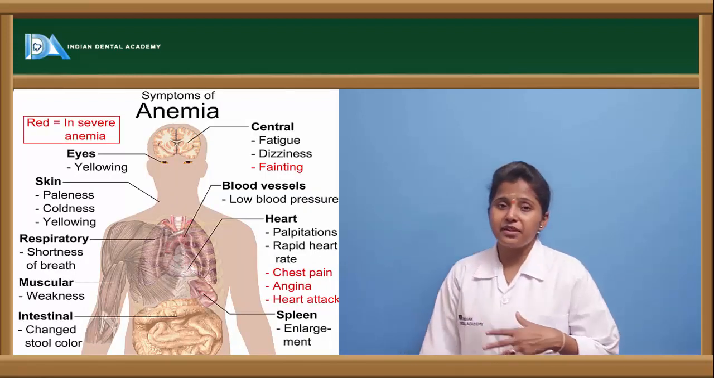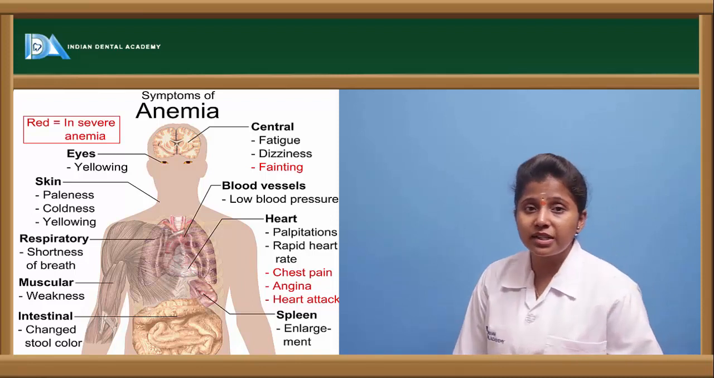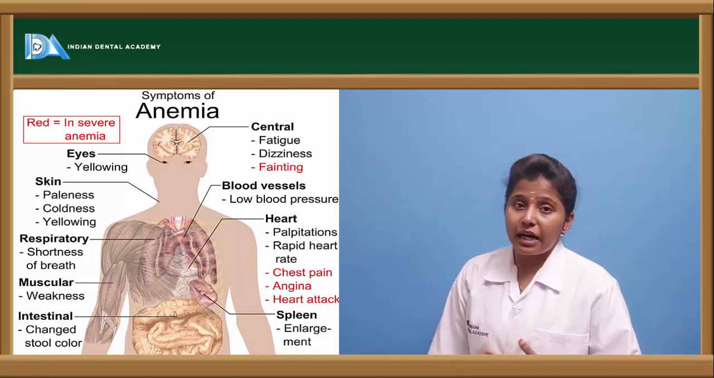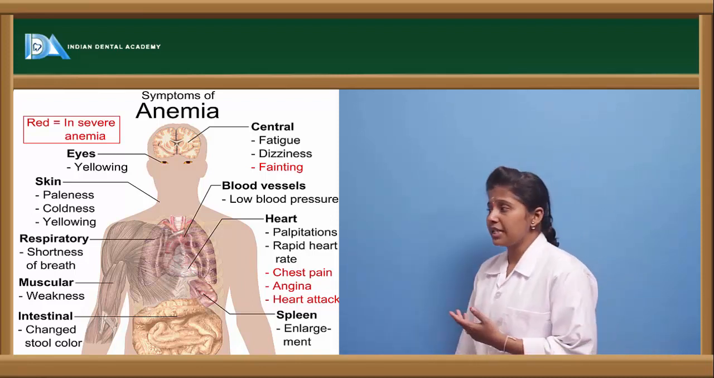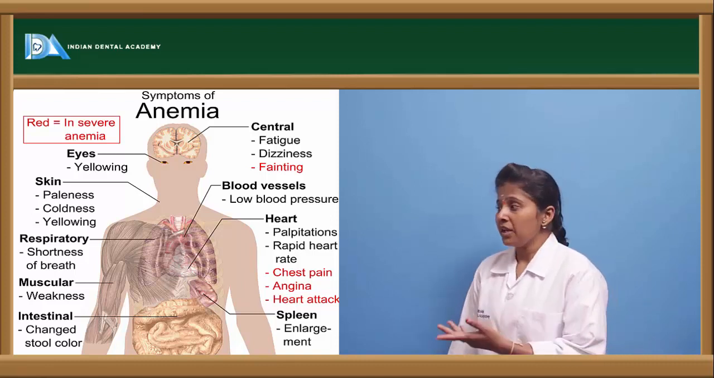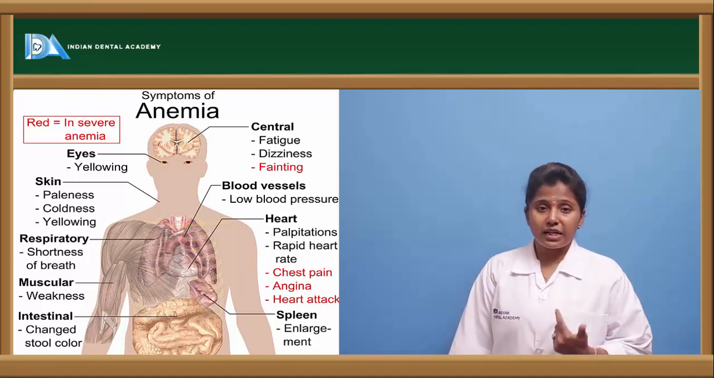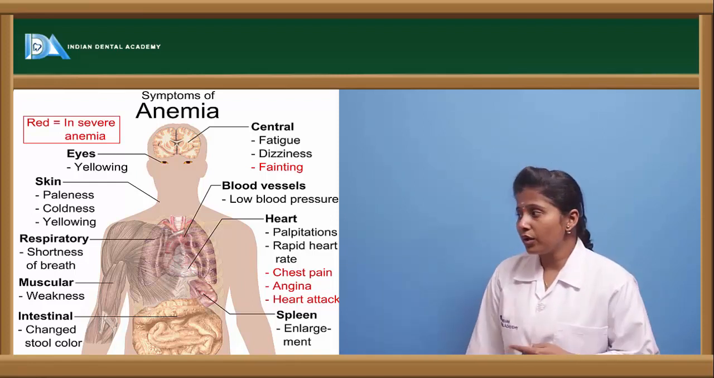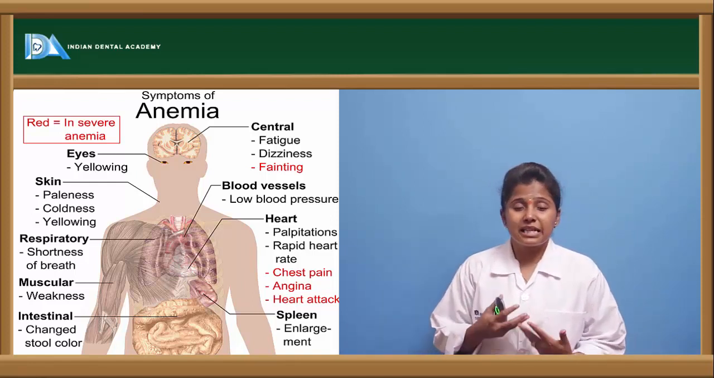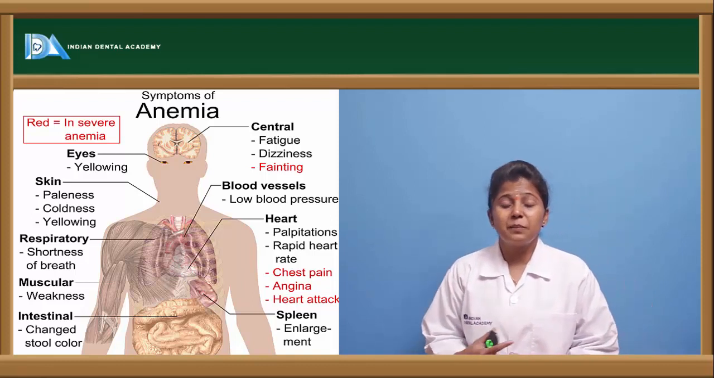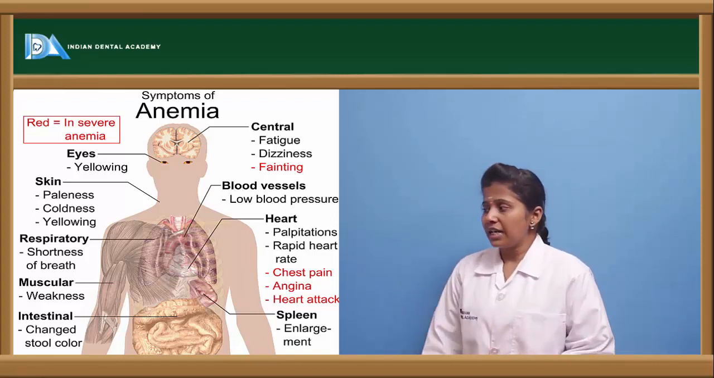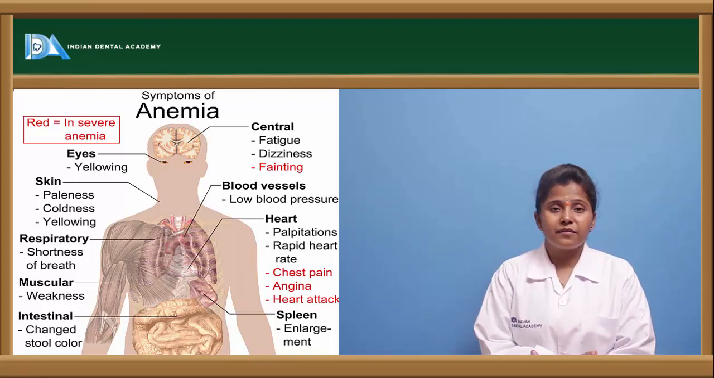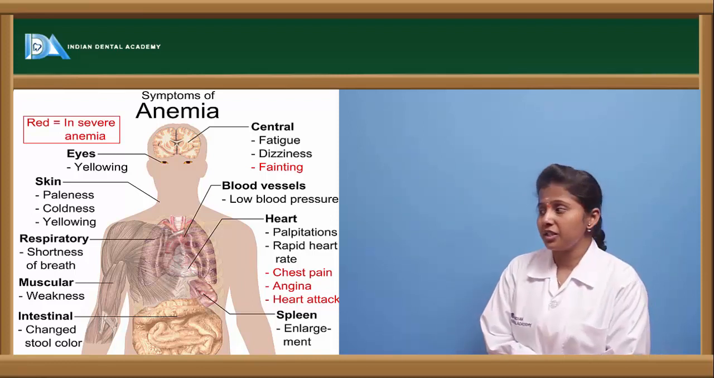Here we can see if the severity of the reduction in red blood cell count is increased, then anemia can be observed. So what are the signs and symptoms of anemia? We can see there will be yellowing of the eyes. If a person is suffering from anemia, then the eyes will be yellowed, and as the red blood cells are not present, the skin will be pale, yellow in color, as well as we can see a cold sensation in the patient.